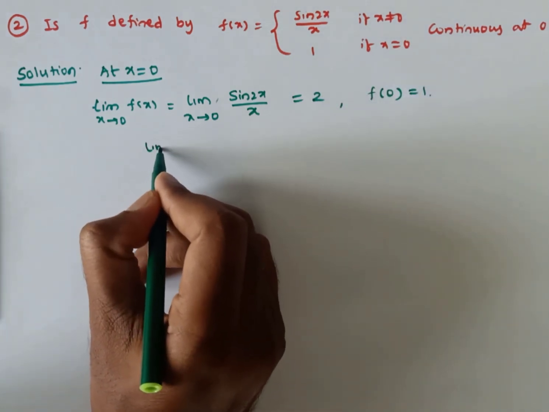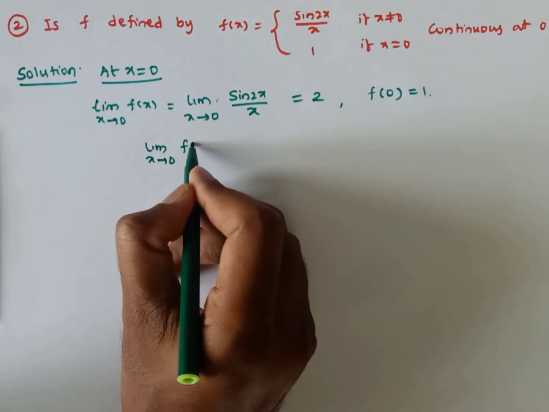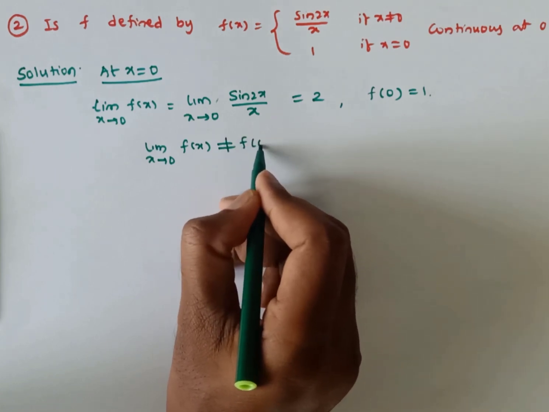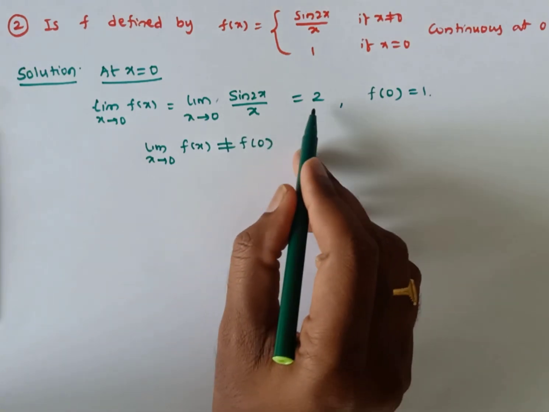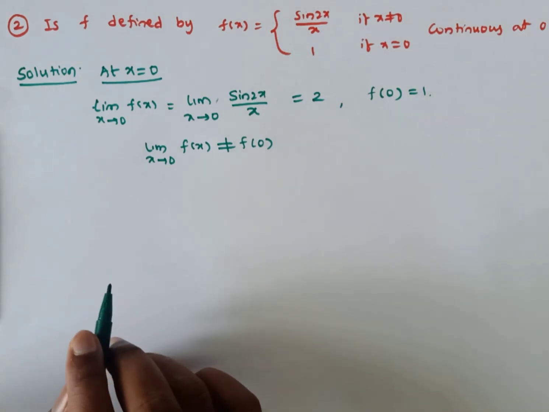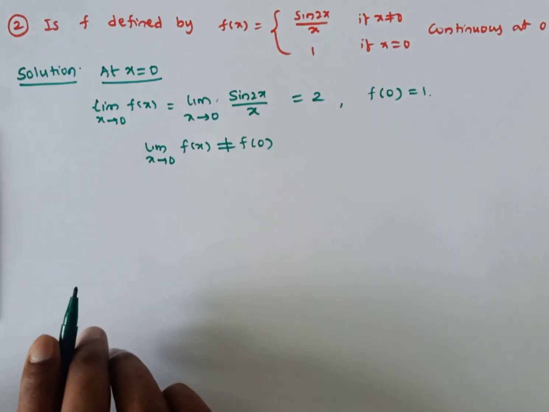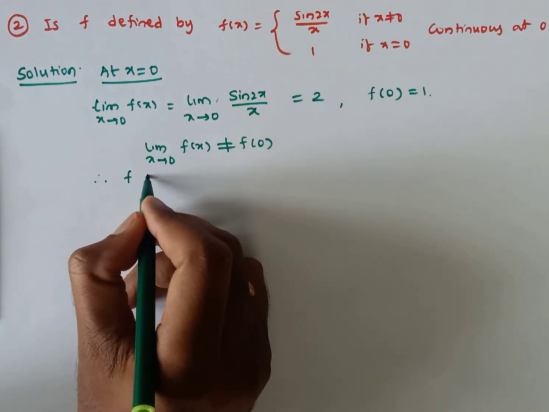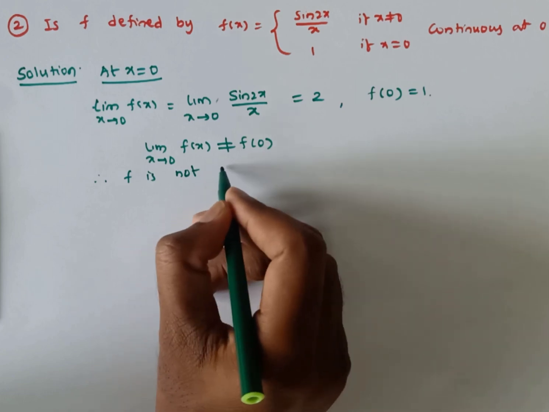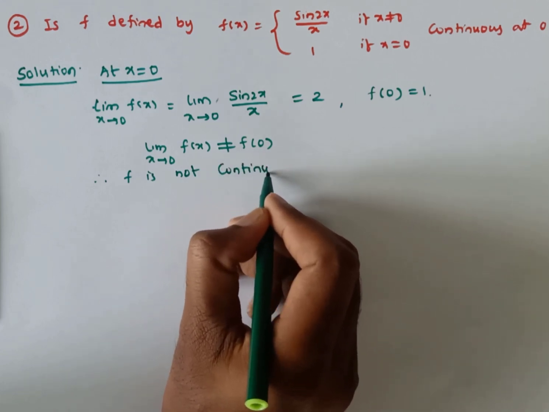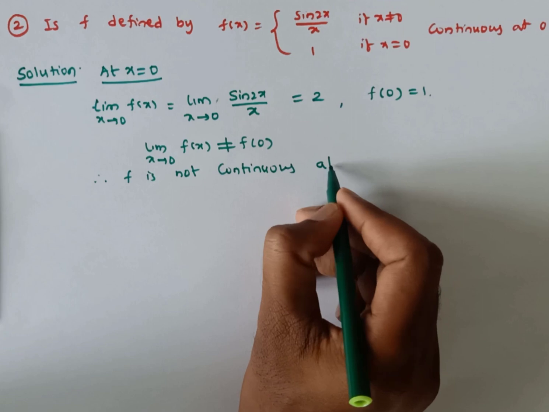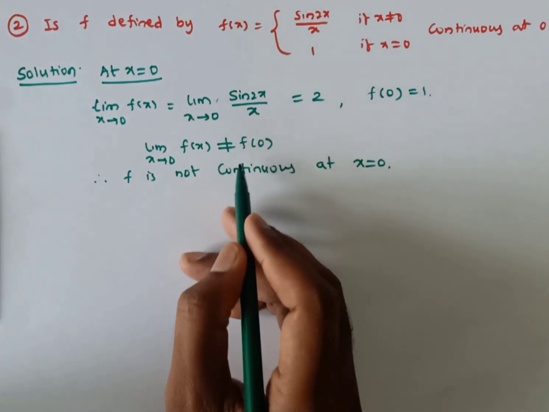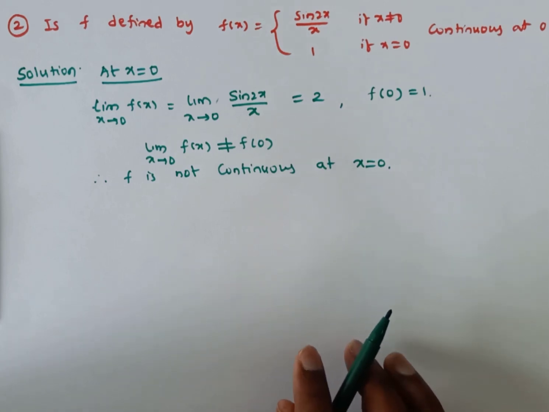So here the limit as x tends to 0 of f of x exists and it is 2, but not equal to the function value. The limit exists but is not equal to the function value. So here we can conclude that the given function is not continuous at 0. Therefore f is not continuous at x equals 0. The reason: the limit exists, but it must be equal to the function value.